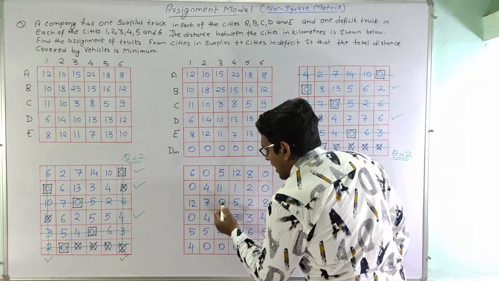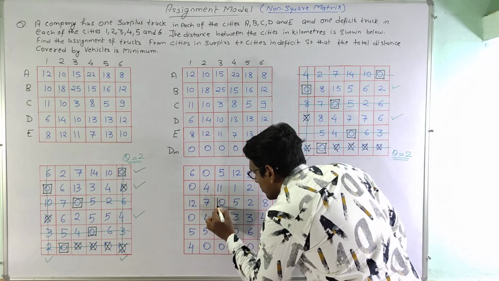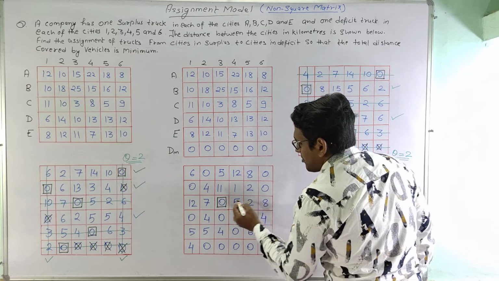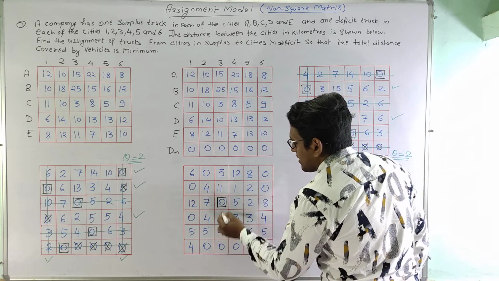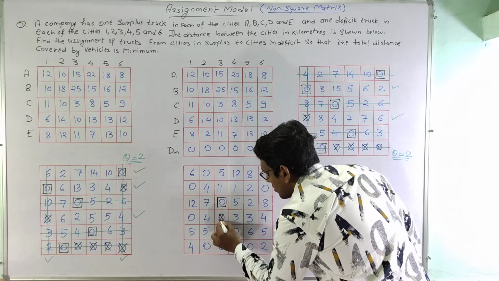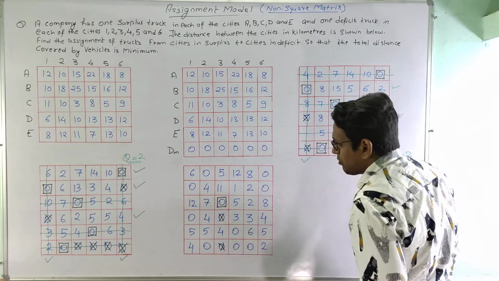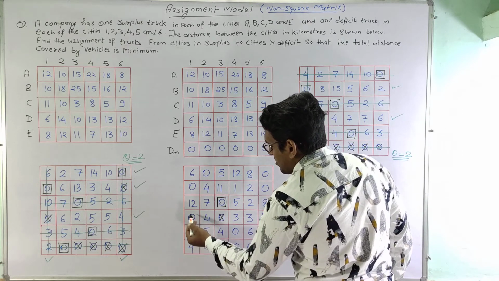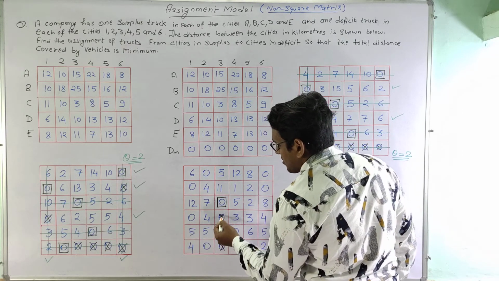Row 3 is having a single zero, so we will assign this, and once this is assigned, no assignment can be done in this row and in this column. So these two zeros are crossed out. Now moving on to row 4, we have a single assignable 0 present here because the other has been crossed out.